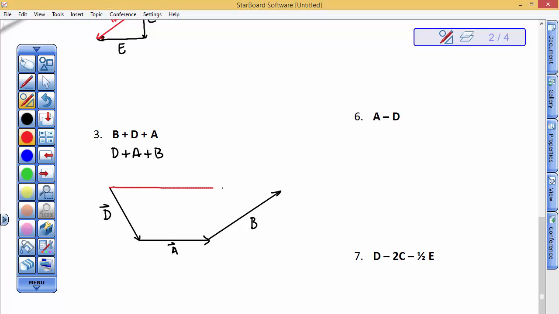So that would be kind of like a ship navigating in the ocean. So the ship's trying to go like this, the wind is pushing it like this, the water current is going like this, and this is what actually happens to the ship. This is where it actually goes.